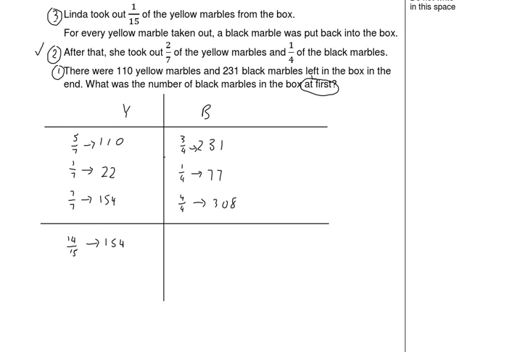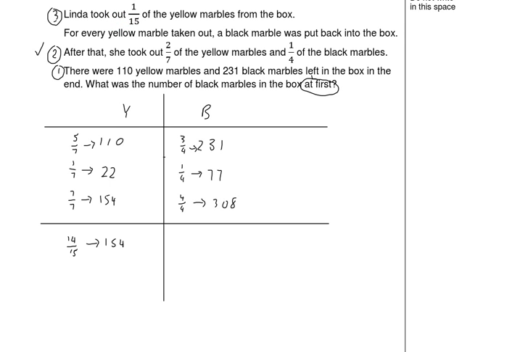Is there any confusion? Any more confusion? Yes or no? Are you confused? Which part is confused? You agree that at this point, when I reach 154, 308, I have returned the yellow and black marbles that she took out. Correct? Then now I need to go to this step. Yes or no? Okay.